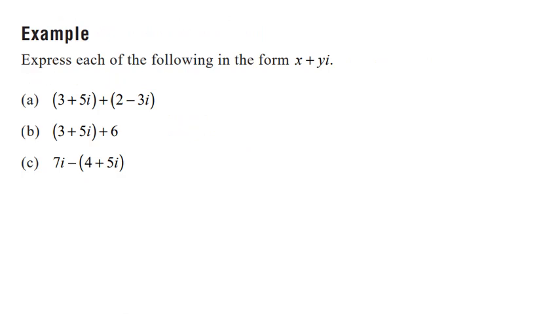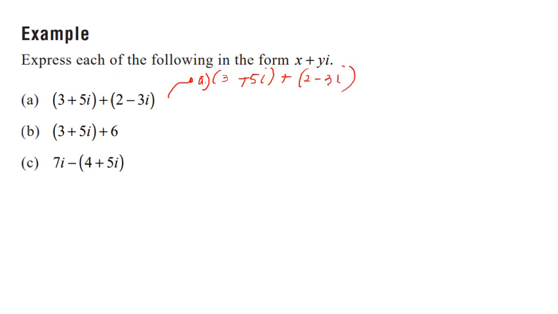So let's have some examples to further understand this. Let's express each of the following in the form x plus y times i, where i here is the imaginary. Given we have 3 plus 5i plus the quantity 2 minus 3i. Basically, you can regroup it. I will write the given here for letter A: 3 plus 5i, plus the quantity 2 minus 3i.